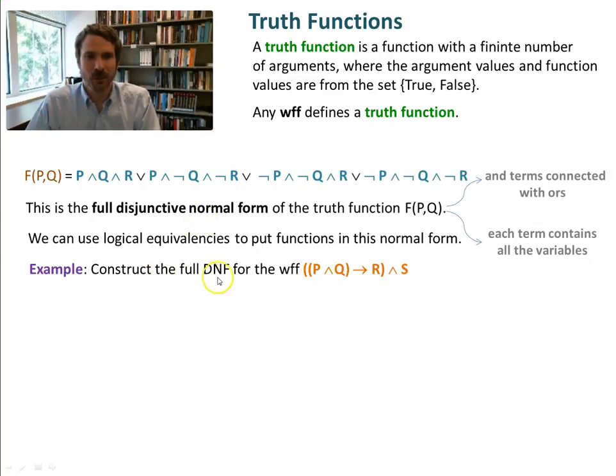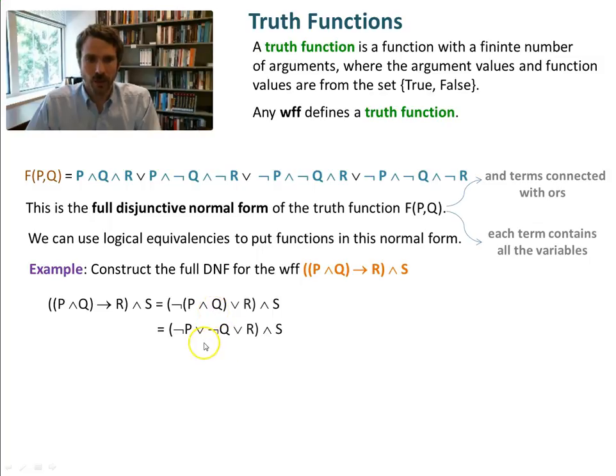Here's an example. Construct the full DNF. We have abbreviations, of course, for everything. Disjunctive normal form. For this logic function, a WFF can be considered a logic function here. So we start off with our basic breakdown using the implication conversion rule, and we end up with this, which then, after we distribute the ands, becomes a disjunctive normal form.